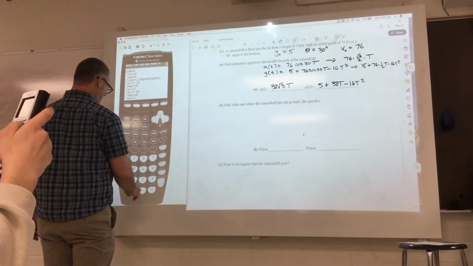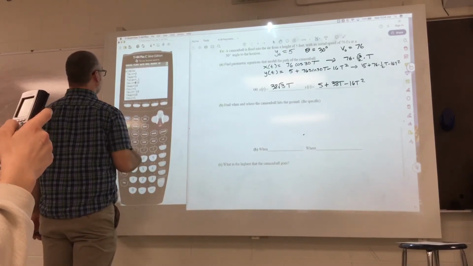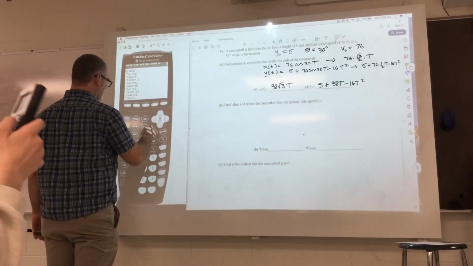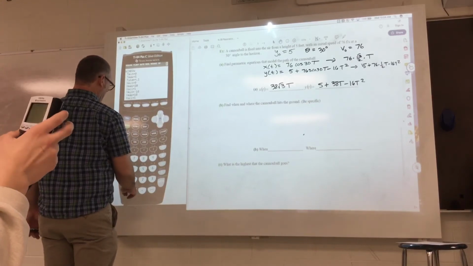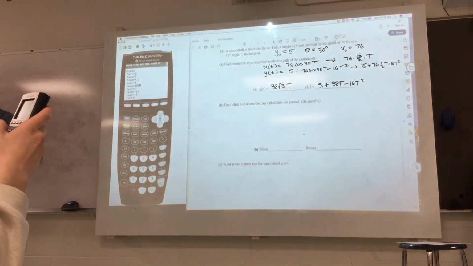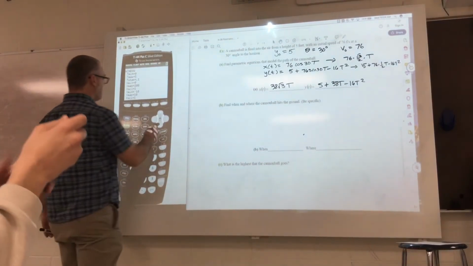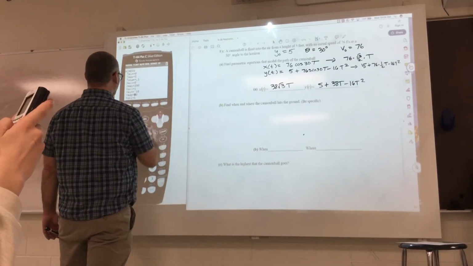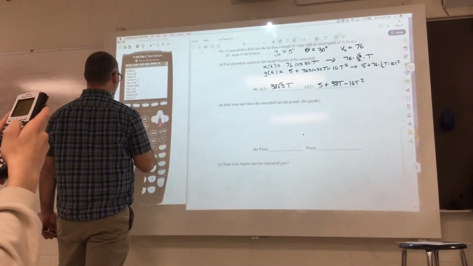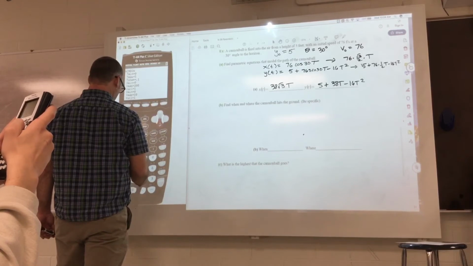Make your t-step 0.1 every single time. X-min is 0. X-max 200 because we had a horizontal distance like 190 or something. So I went a little bit bigger so you can see it. And then my y, I went 0 to 50.